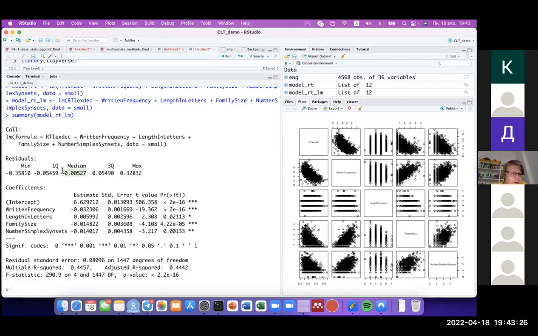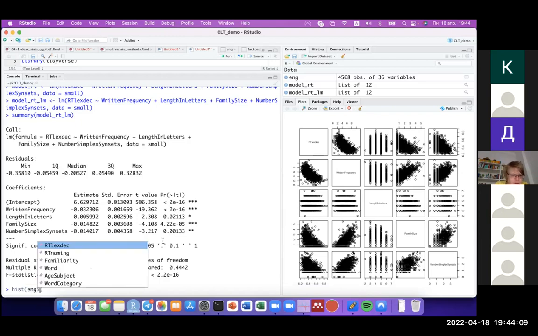Is it small or high? What is important about this median? It seems to be very close to zero. Yeah, exactly. And in which cases are median and mean very close to zero? Just imagine the distribution of data. Let's, for example, take some of these predictors or even the outcome, and let's draw a histogram.